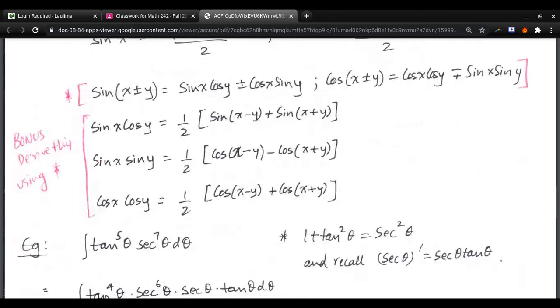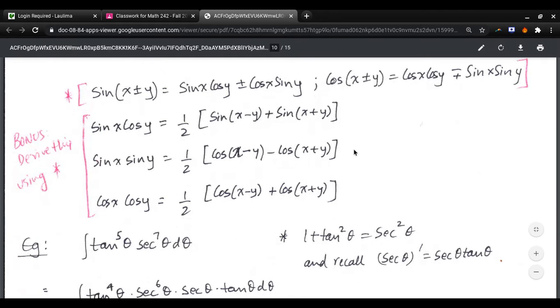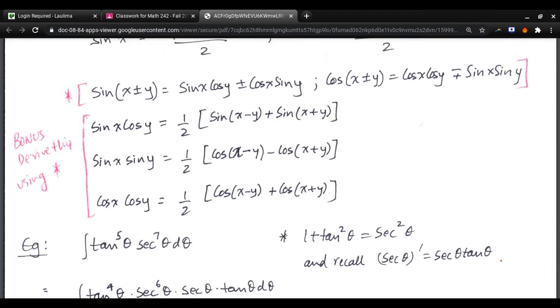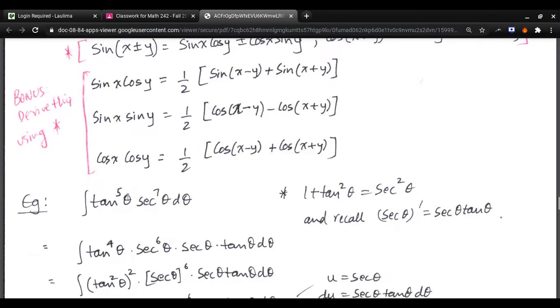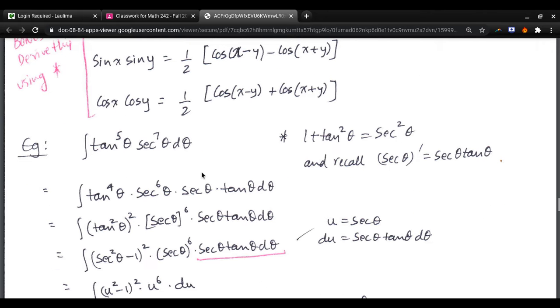We're going to jump straight into examples because the best way to learn integration is to do as much as you can and to develop an intuition. Say tan to the power 5 theta times secant to the power 7 theta. The identity that relates tangent and secant is that 1 plus tan squared is secant squared. Also recall that the derivative of secant is secant tan. So I'm going to rewrite this as tan to the 4 times secant to the 6 times secant theta tan theta d theta.